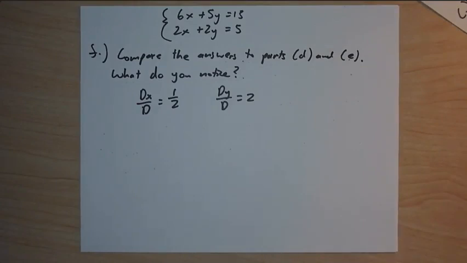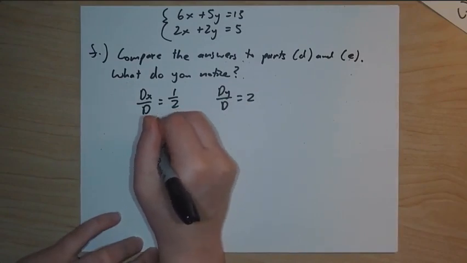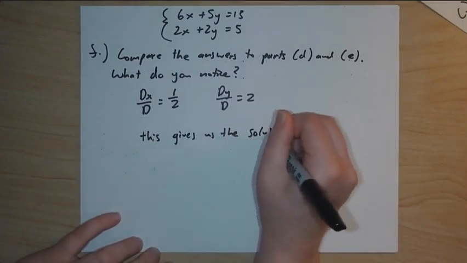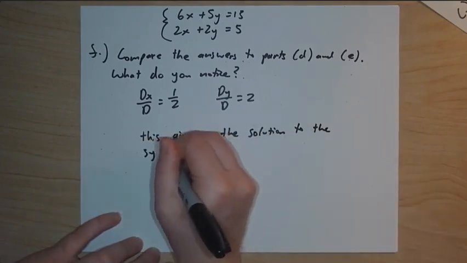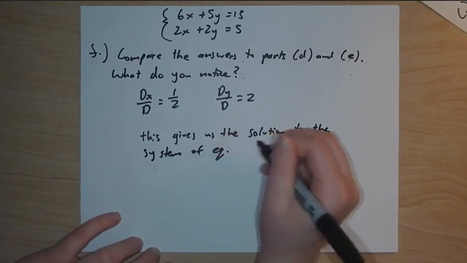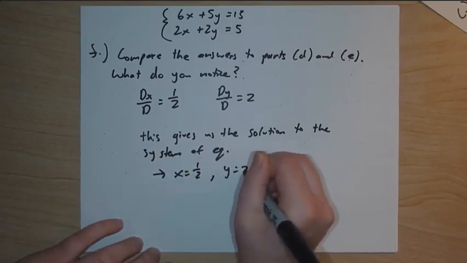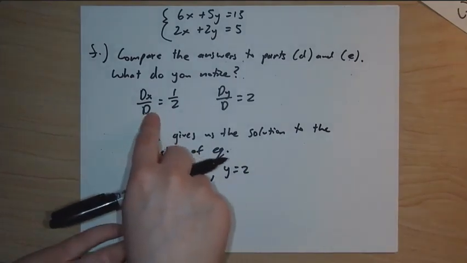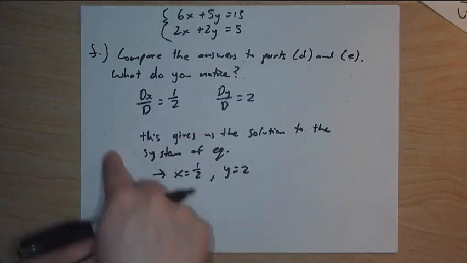So essentially what we've noticed is that this gives us the solution to the system of equations, which was x equals 1/2 and y is equal to 2. If you had more variables, you could do more things with it. You could find the solutions just by using the determinants and this kind of pattern. And this right here is actually called Cramer's rule.